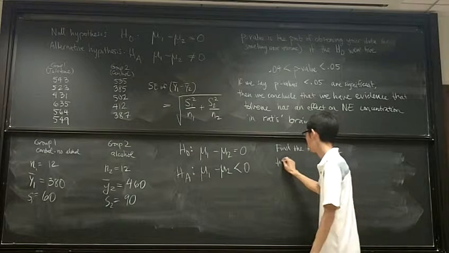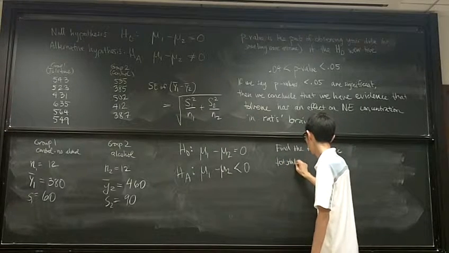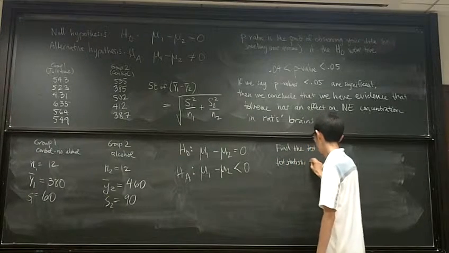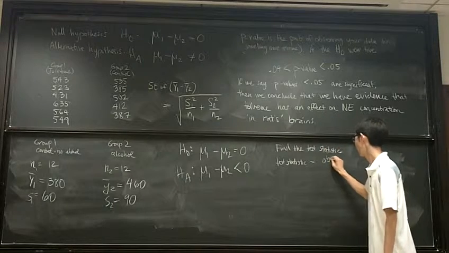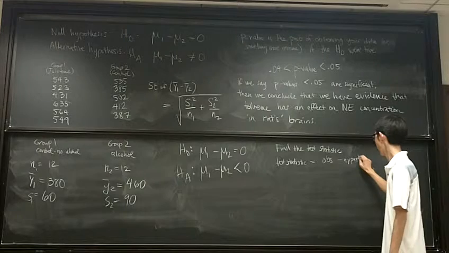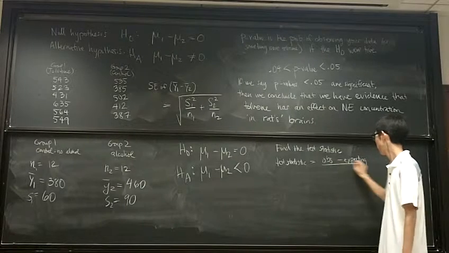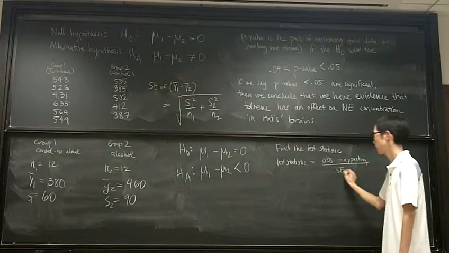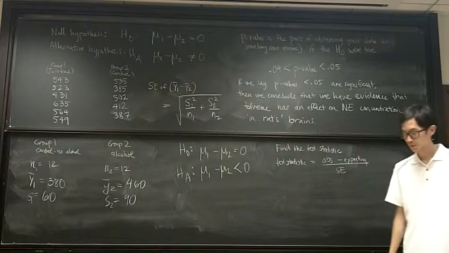The test statistic is equal to what you observed minus what you're expecting, divided by the standard error. So try that out.